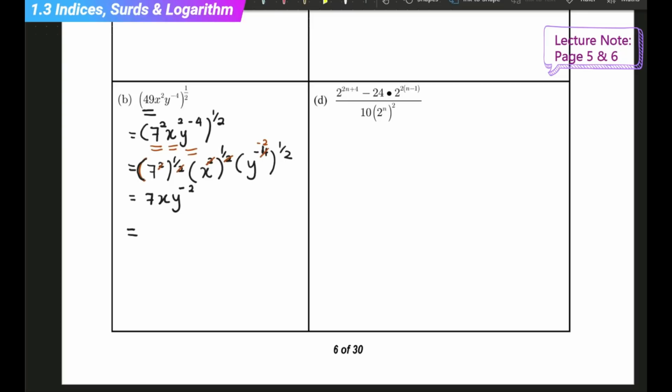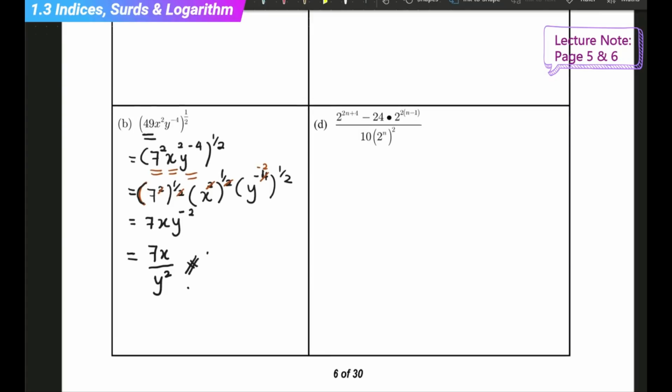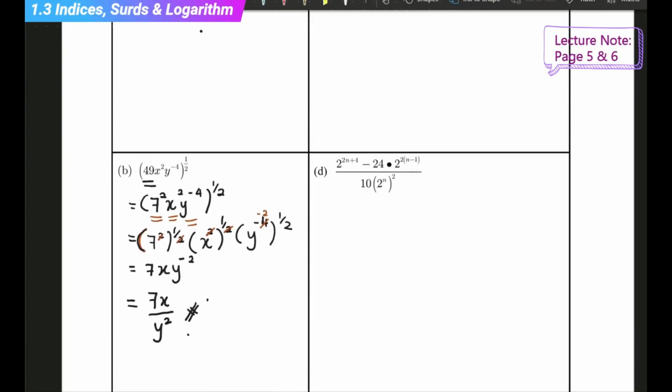But that's not the final answer yet. If there is a negative sign, make it in the form of a fraction. So for the final answer, we have 7x over y square. So that's the final answer. Can you follow? I hope you can. If you cannot follow, then please rewind this video over and over again until you can understand. Okay? Thank you. Now I hope that's enough for B.